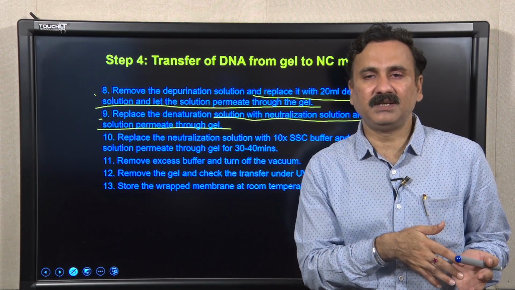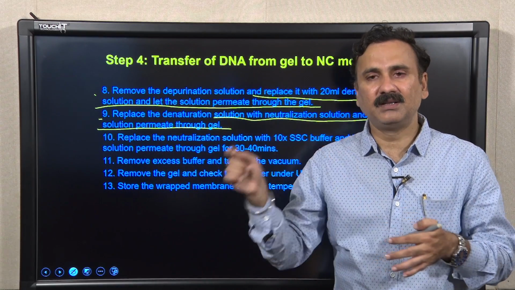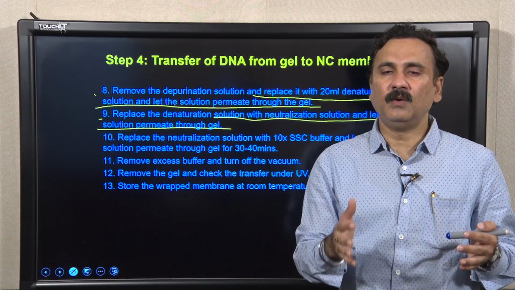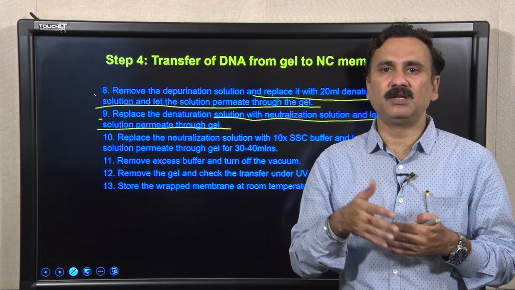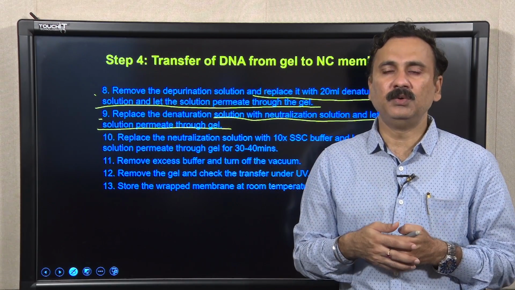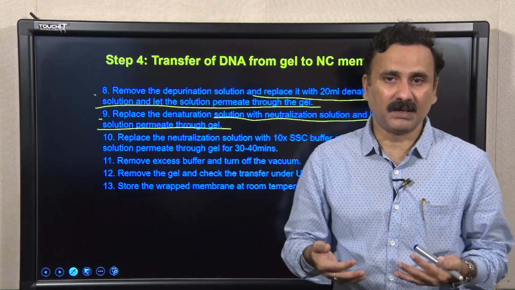Then, exactly the same as what we discussed before, you can visualize this under UV light, you can mark the lanes, and you can also crosslink the DNA to the nitrocellulose membrane, so that it is going to withstand the harsh treatment we are going to do in the next step.